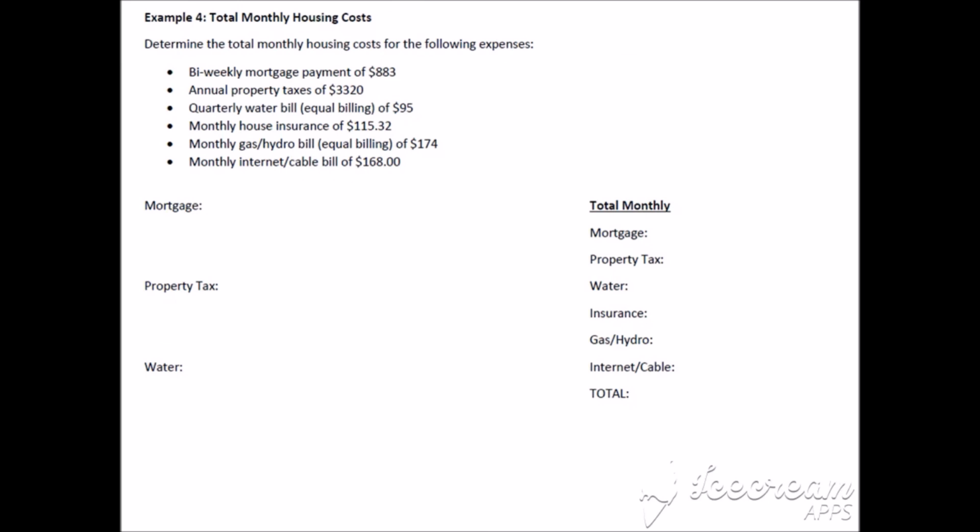Example 4, total monthly housing costs. Determine the total monthly housing costs for the following expenses. Okay, so I'm going to do some of the work on the left-hand side, and then I'm going to total it on the right. So if we have a bi-weekly mortgage payment of $883, I'm going to multiply that by 26, since bi-weekly is 26 times a year. I get 22,958.